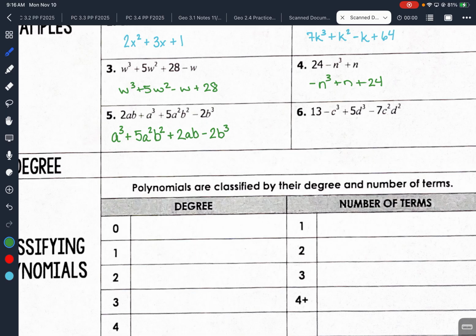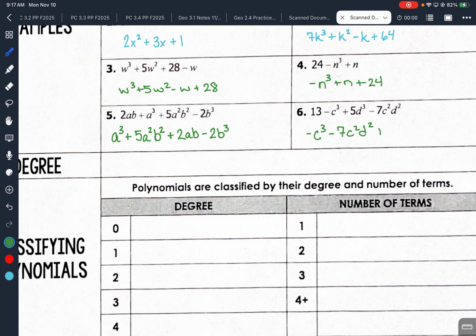Now, it doesn't happen a lot where you have multivariable equations, but when you do, you need to worry about the alphabetical first. So on the next one, which am I worried about, C or D? C. So it's going to be what first? Negative C to the third power, negative C cubed. Next, negative 7C to the second, D to the second. And then which comes next? Plus 5D cubed or 13?